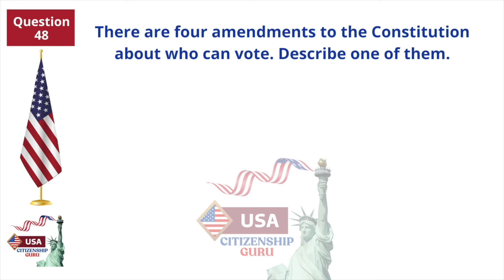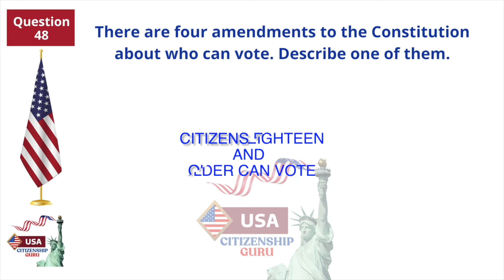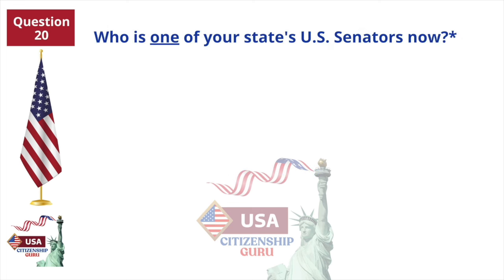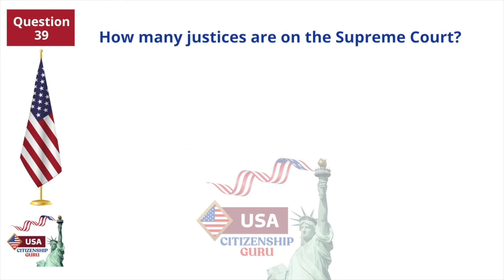There are 4 amendments to the Constitution about who can vote. Describe one of them. Citizens 18 and older can vote. Who is one of your state's U.S. senators now? How many justices are on the Supreme Court? 9.